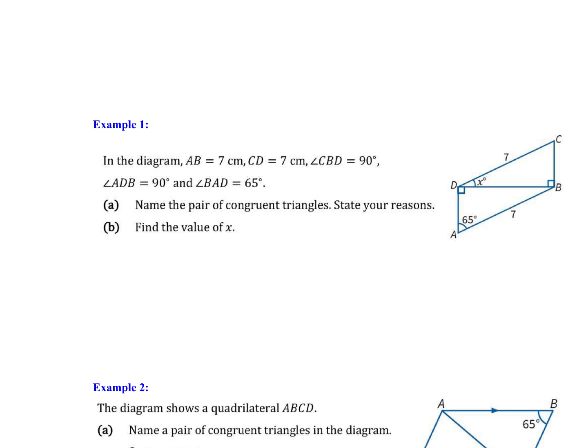Okay, name the pair of congruent triangles. Name me one pair of congruent triangles. Don't anyhow tell me the order. Okay, who wants to try? Okay, what is it? A, B, D congruent to who?